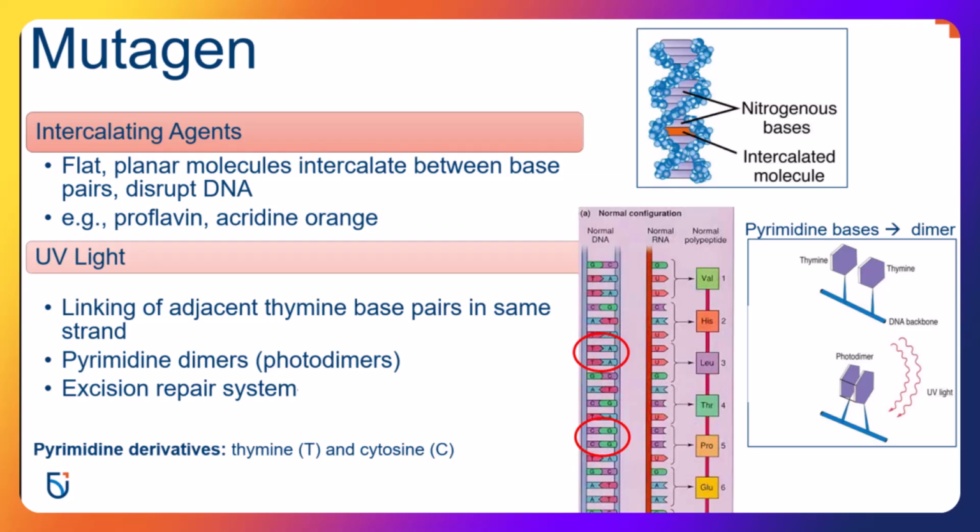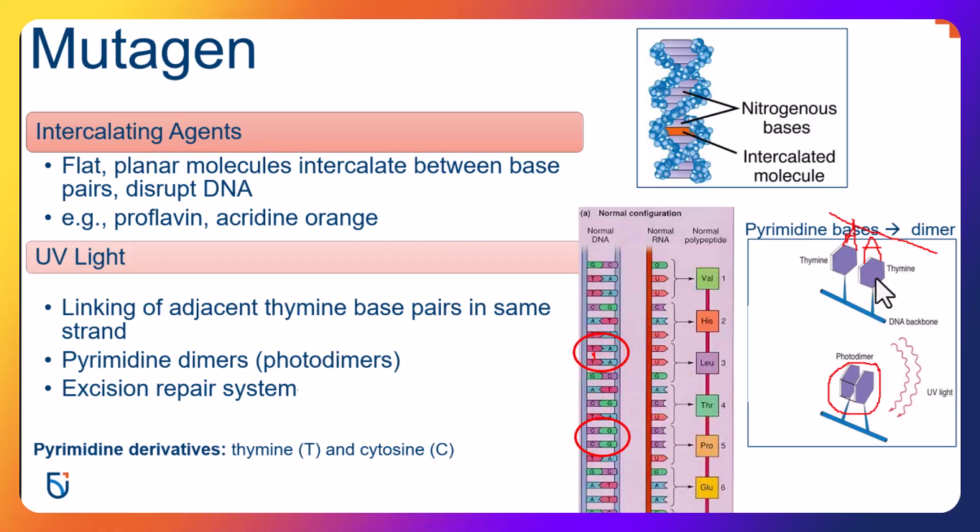UV radiation can cause these thymines to pull apart from their adenine pair, and instead bind to each other. So we end up with these guys binding to each other, and this is shown here. We have these two thymines, which would normally be paired with adenine on the other side of the ladder. Instead, they disengage from the adenine and they bind to each other. That causes a pyrimidine dimer or a photodimer.